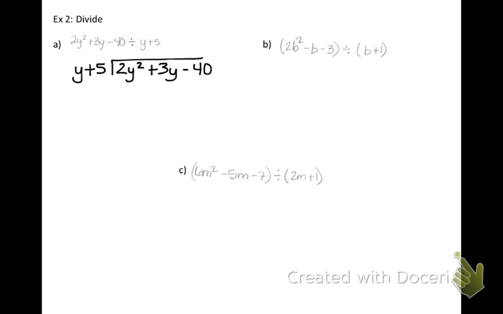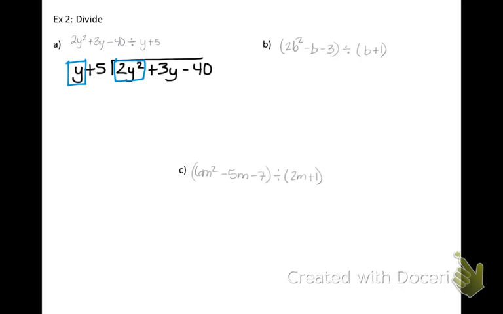Okay, so what you're going to do is you're going to take the first part of the binomial, and you're going to look at the first monomial of the trinomial inside. This is the first step. Okay, so this is the question you ask.